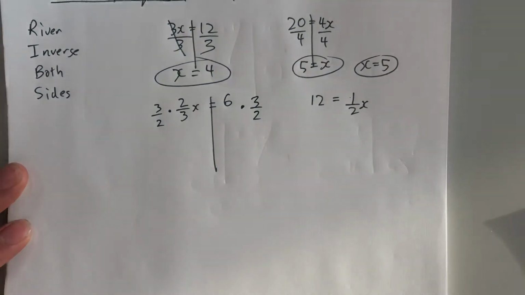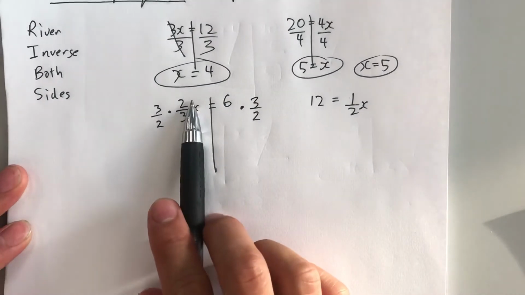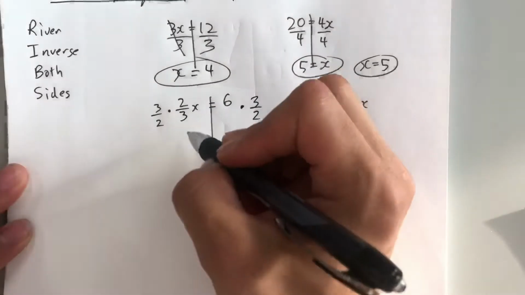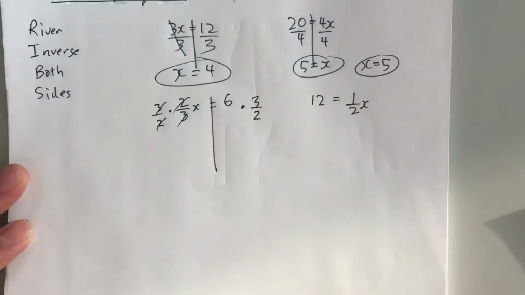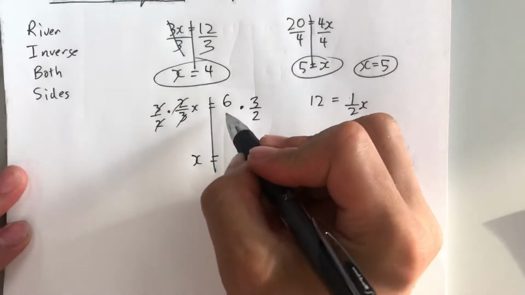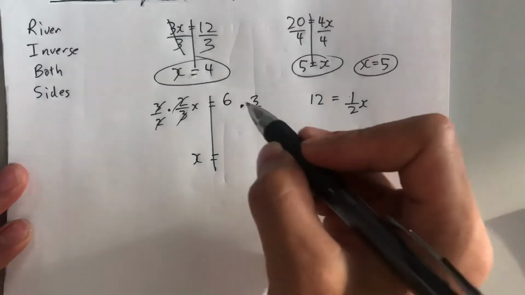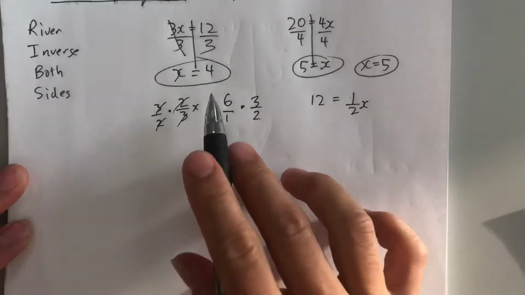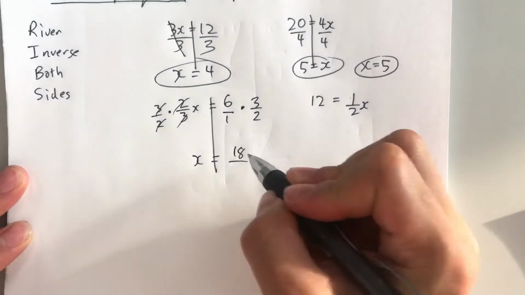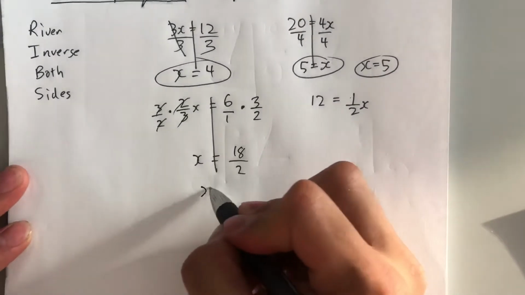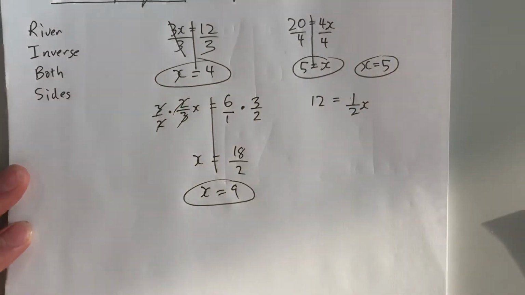times 3 over 2. So 3 times 2 is 6, 2 times 3 is 6, and 6 over 6 makes 1. So basically, these cancel out and you're left with 1x. Now on this right-hand side, you can always make a whole number a fraction by putting it over 1. And then you do 6 times 3, which is 18, and then 1 times 2, which is 2. And then you could simplify this further, you have x is equal to 9, okay?